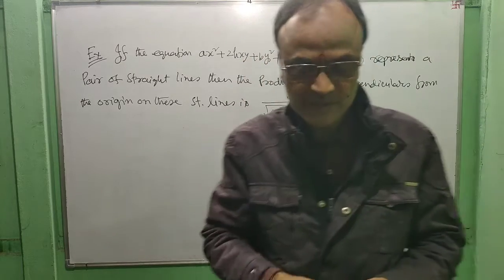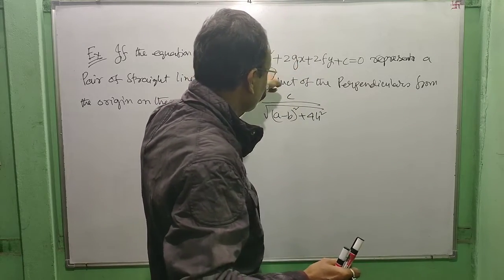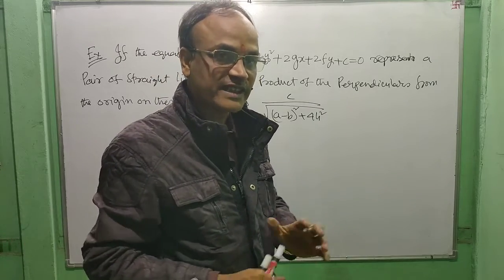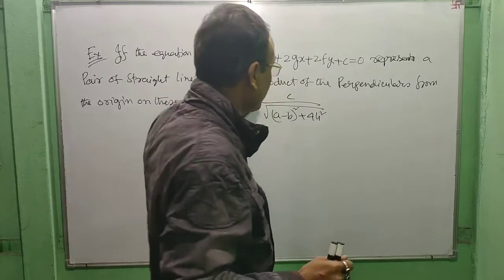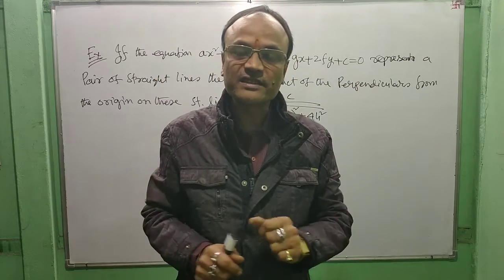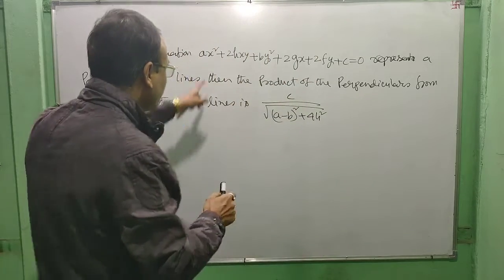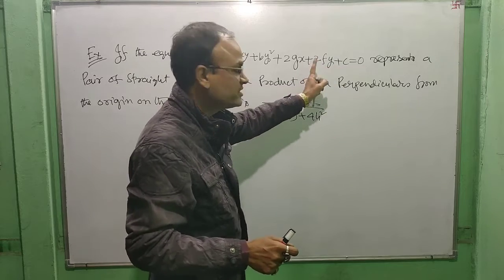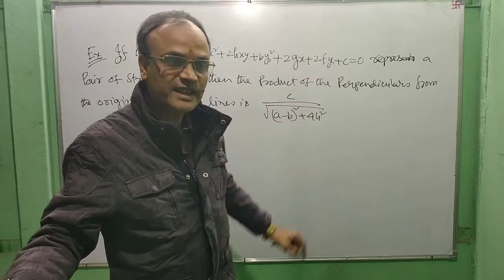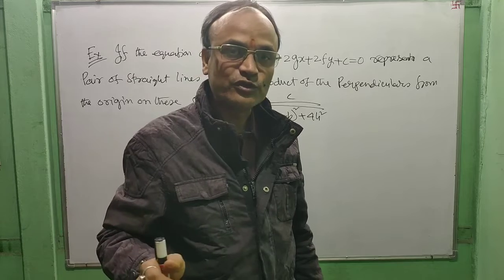We know that the homogeneous equation of second degree ax square plus twice hxy plus by square equal to 0 always represents a pair of straight lines passing through the origin. Under some certain conditions, this general equation of second degree also may represent a pair of straight lines. Let us suppose that the straight lines represented by this are L1x plus M1y plus N1 equal to 0 and L2x plus M2y plus N2 equal to 0.